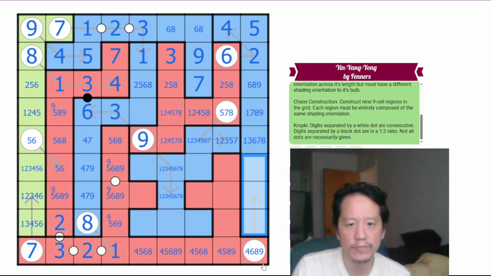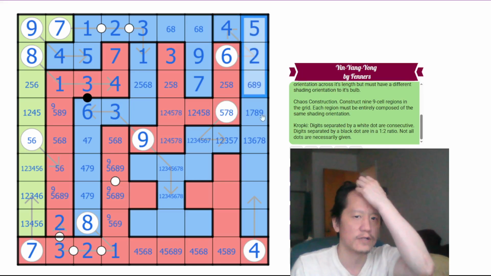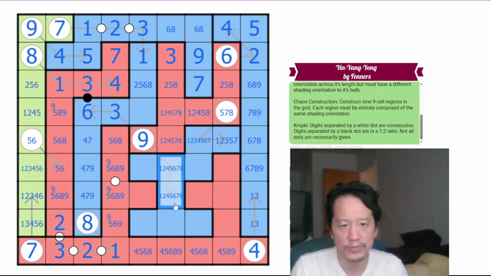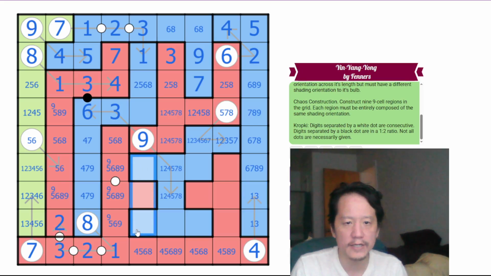This must be 4 because that's the only digit remaining that's in this region, but not on the column. So this must be 1 and 3 here, which means this can't be 1 or 3. We have 6, 7, 8, and 9 here. This can't be 3 or 6. 9 cannot be here. 9 cannot be here. 9 cannot be here or here in this region. Where is a 9 in this region? It has to be here. So this can't be 9 here.